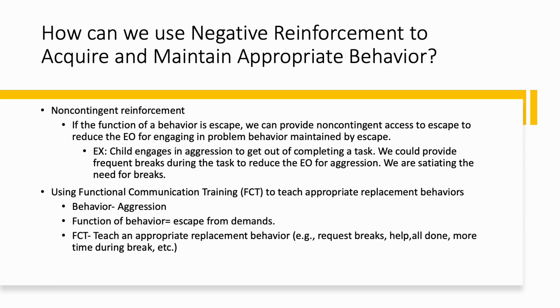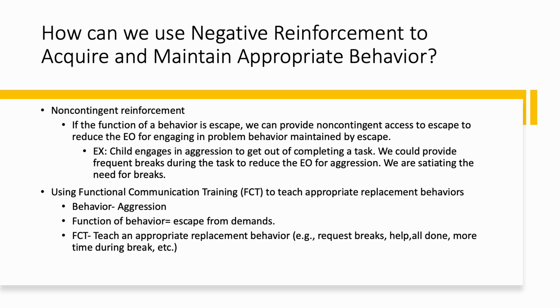You could teach them to request a break, that they want to be all done, they want to leave the area, they don't want to be present, right? All of these different forms of communication are considered functional communication responses, and they are appropriate replacement behaviors meant to replace those maladaptive behaviors. So the idea is that if we can give this appropriate alternative behavior and help this person acquire this response, we can reinforce that response very heavily. The idea is that there's not going to be a need anymore for them to engage in the other behavior.